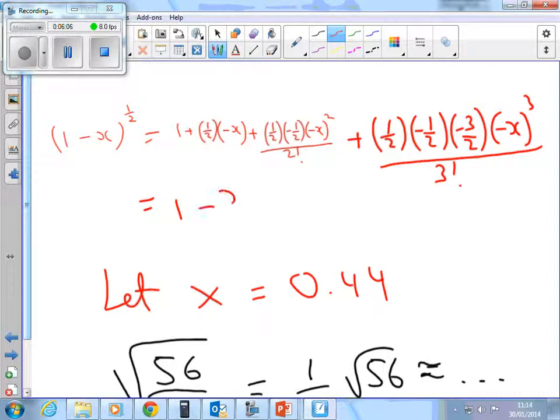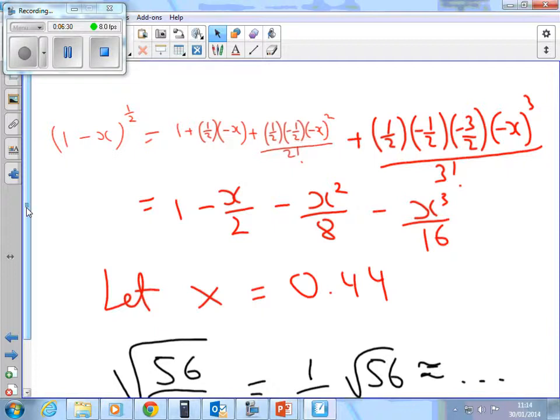One minus x over 2 minus x squared over 8, minus x cubed over 16. Is that right? Yeah, correct. Brilliant. Dot, dot, dot. Should really be putting this as approximate.